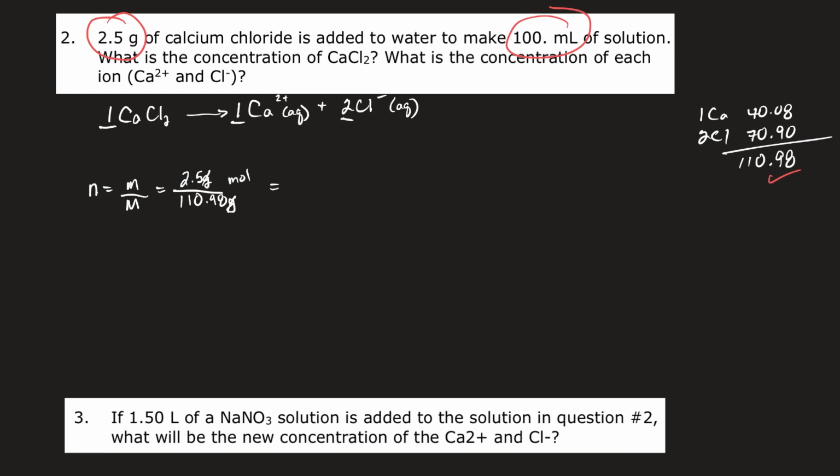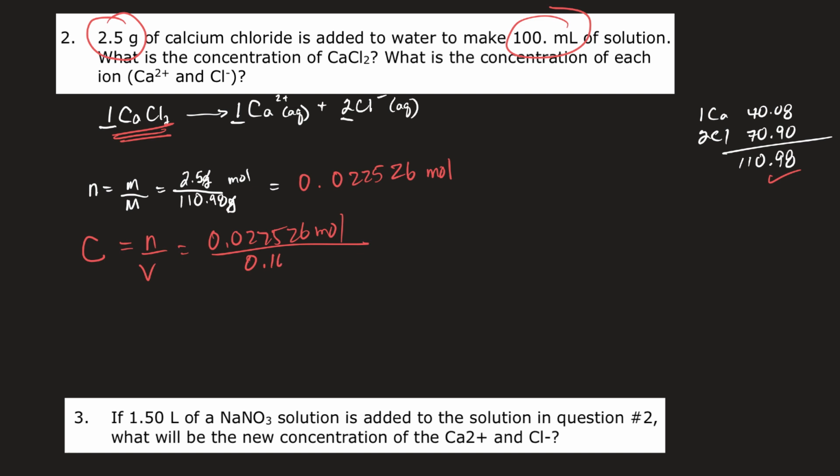So 2.5 divided by 110.98. So it's 0.022526, etc. moles. And I want to find the concentration of this. So that's the moles divided by the volume. Moles, 0.022526 moles. Divided by the volume, 100 milliliters.